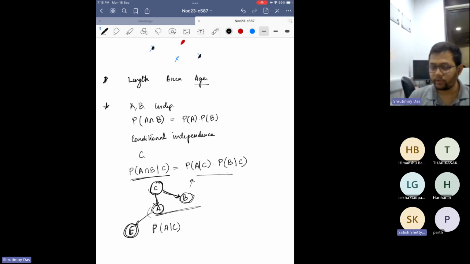Is it like A is conditionally dependent on C? Yes, here also it is conditional dependent on C, because if C occurs, event A will occur with some probability. So you will need this A after C.